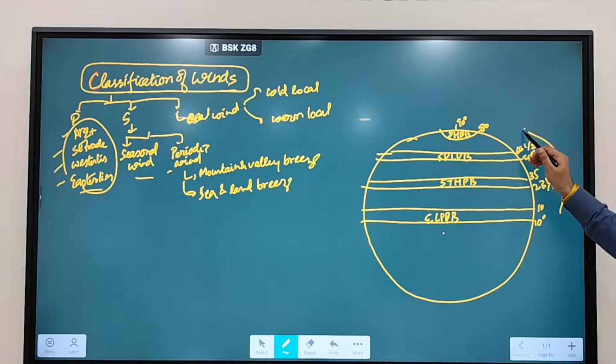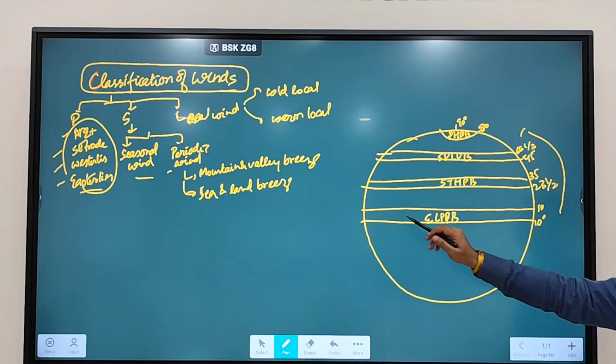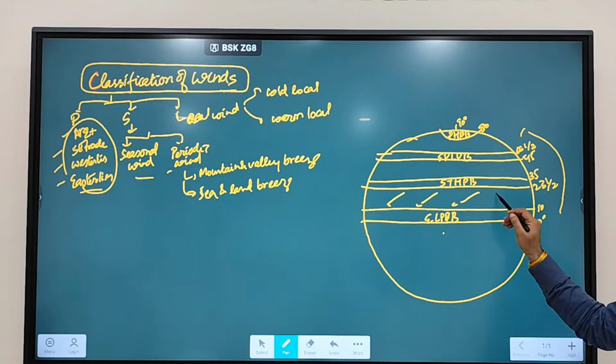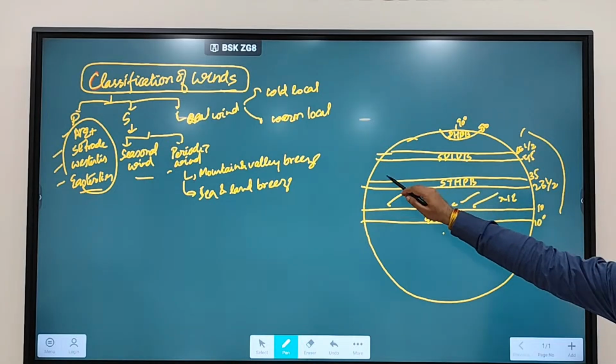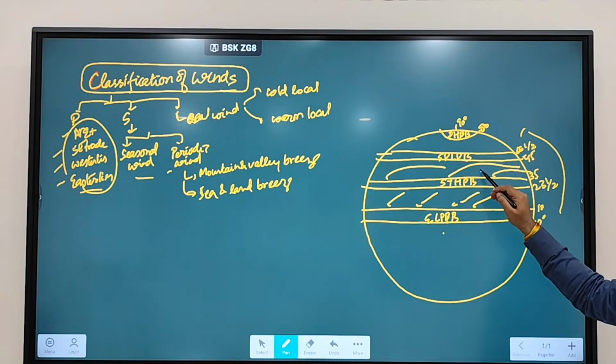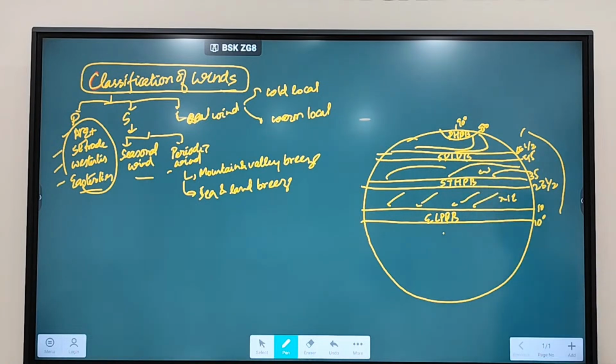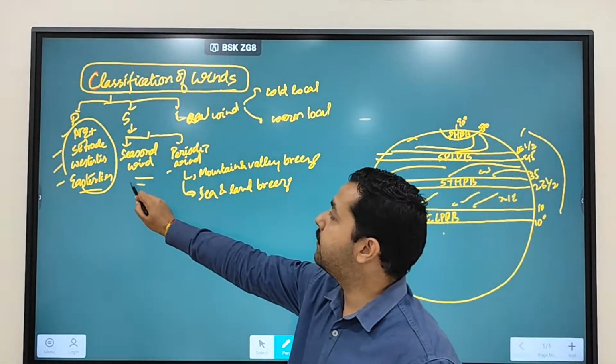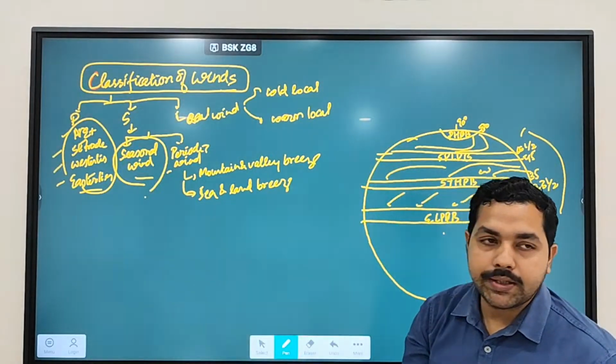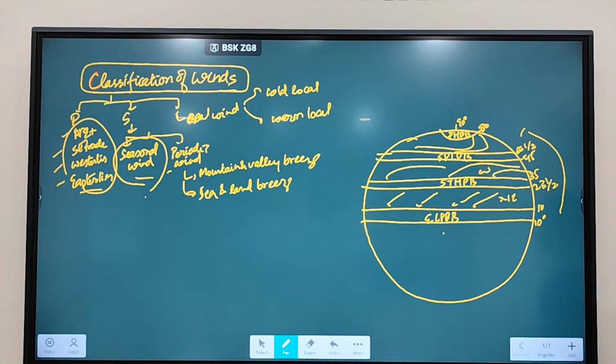So this concept of pressure belt we have discussed, and along with this we discussed which winds are there. Northeast trade wind. Along this what is there? Westerlies are there. And along this what is there? Easterlies are there. So those winds also we have discussed. Now when there is a variation in pressure belt, what is going to be formed? Seasonal winds are going to be formed.